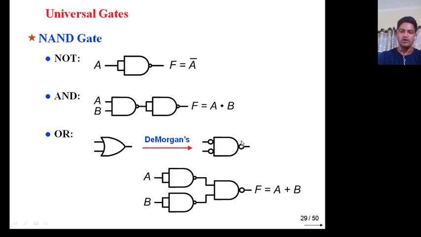Now in the shortcut method, the bubble is nothing but a NOT gate, so just use this NOT gate, and similarly for this one use this. Now you have implemented the OR gate by using NAND gates.